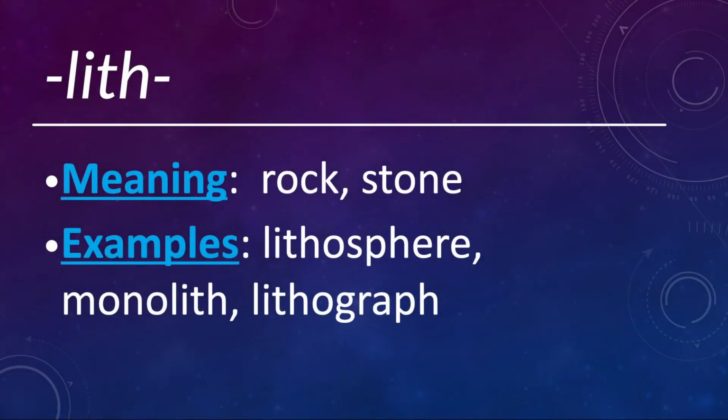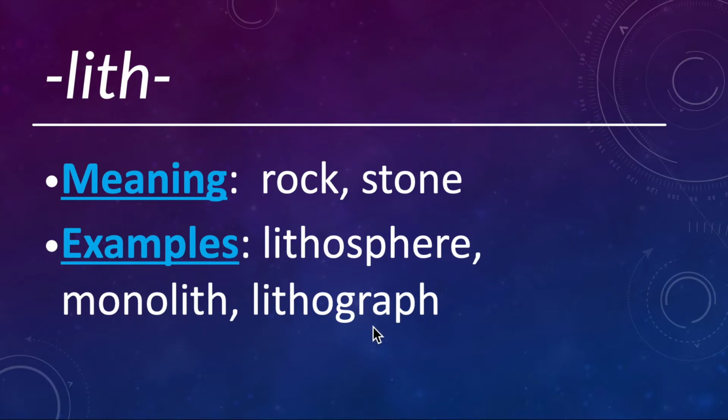Lith means rock or stone. So the lithosphere is the rocky layer of the earth, basically from the crust all the way down to the core. A monolith is one single piece of rock that is usually a large monument of some sort. So mono for single, or one, and then lith for stone. So one large piece of stone is a monument.